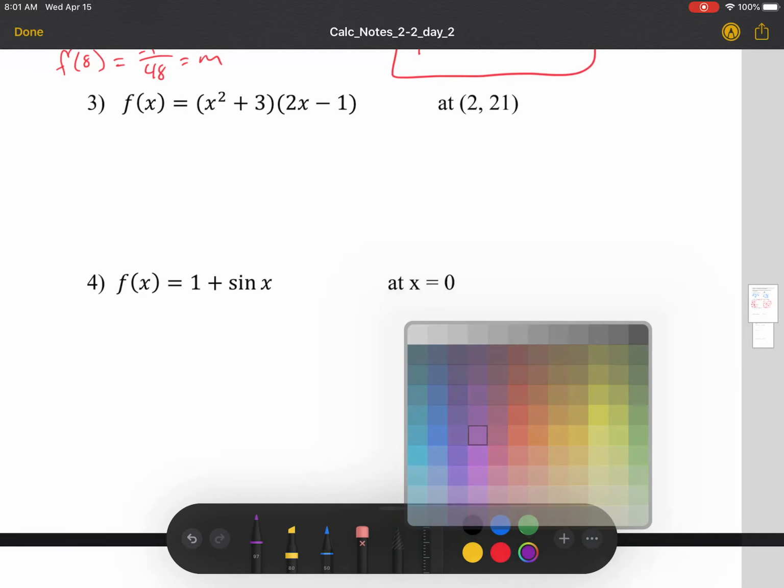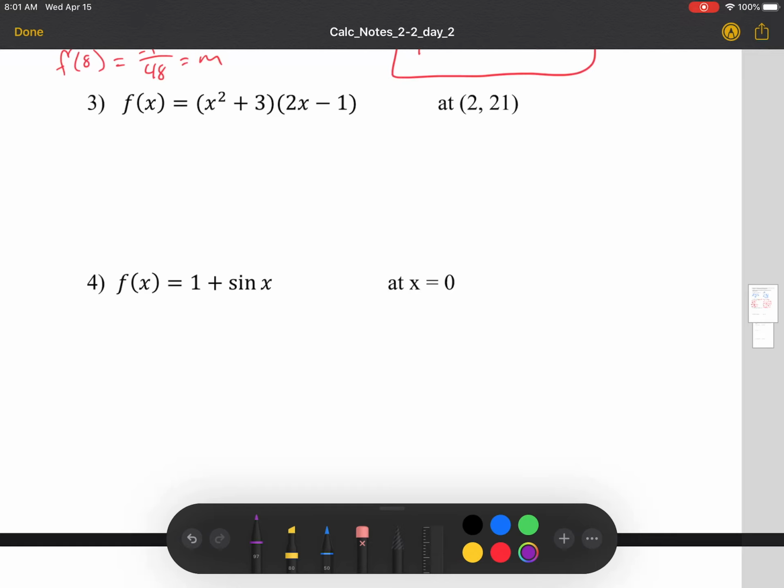Nothing too difficult. We're moving on to 3. Let's change up these colors. We have a product here, and we're going to expand it out to start. We get 2x cubed minus x squared plus 6x minus 3. Same thing as that. So now when we take the derivative, f prime of x, we get 6x squared minus 2x plus 6.